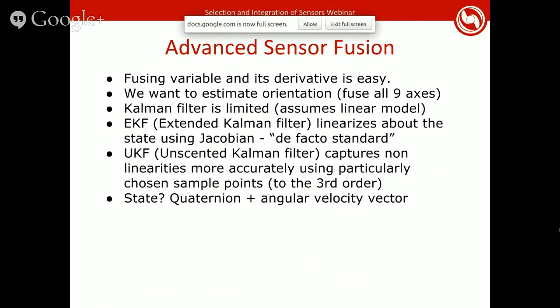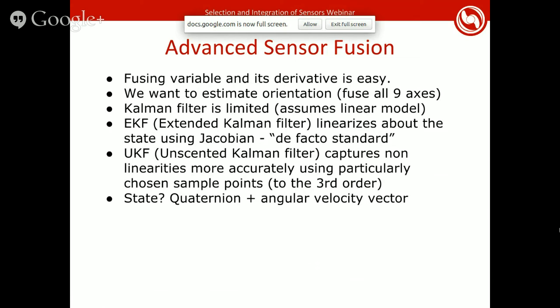It's really cool. But something better you can do is called the unscented common filter, which actually captures nonlinearities to the third order using a particularly optimally chosen set of sample points around the state. And those are transformed through these matrices, and you have all this cool math. And it's used very well for orientation estimation.